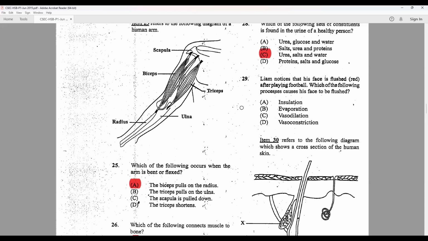And that happens when your veins, your capillaries, are trying to lose heat. Remember, he's playing football, he's doing an activity. He's most likely playing outside, he's excited, he's running about. So his body, in an attempt to keep at the same temperature, will try to bring his blood closer to the surface of the skin, and that is called vasodilation, which is C.